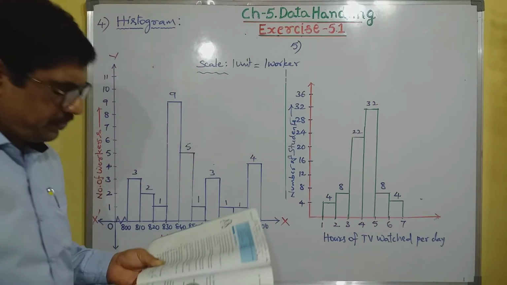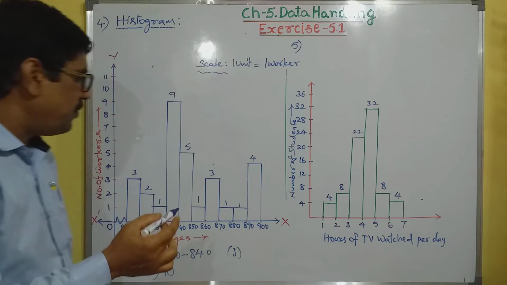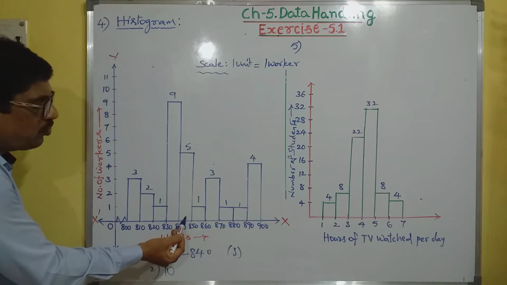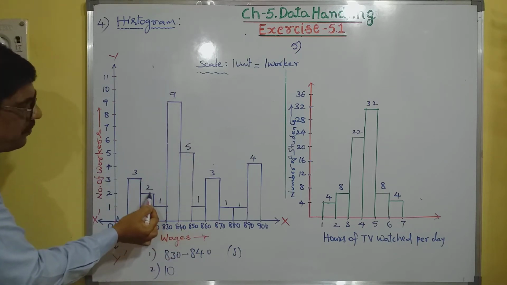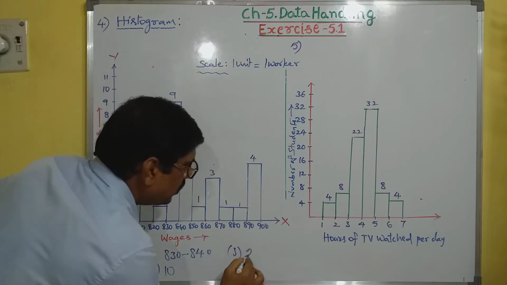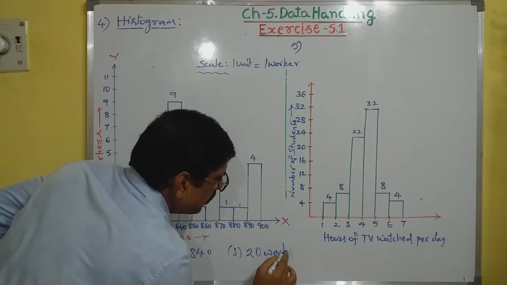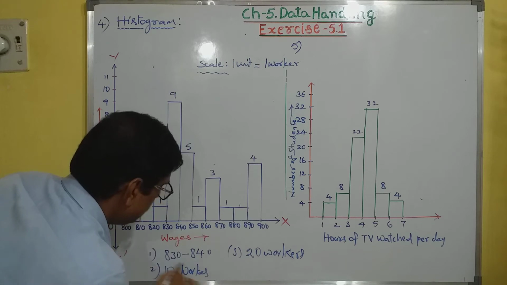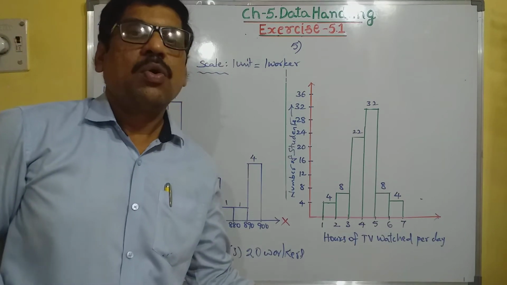And the third question. How many workers earn less than 850? Less than 850 means here below 850. What are the total number of workers below 850? 5 plus 9, 14. 14 plus 1, 15. 15 plus 2, 17. And plus 3 is 20. 20 workers. Here 10 workers. These are the answers for the questions below the problem 4. Okay.